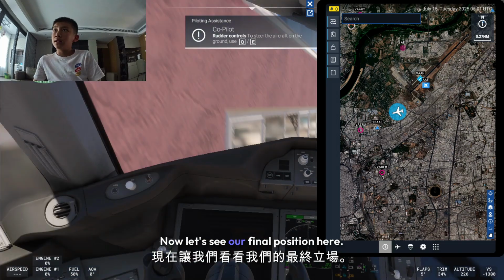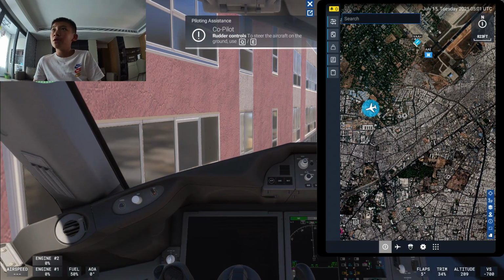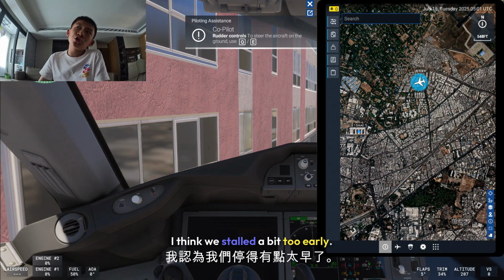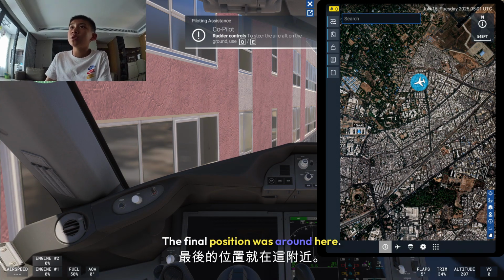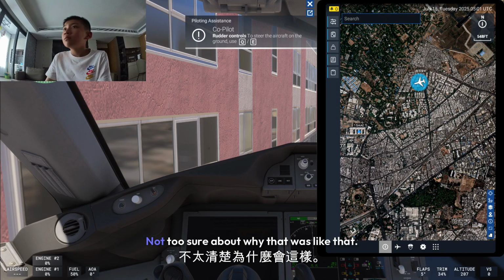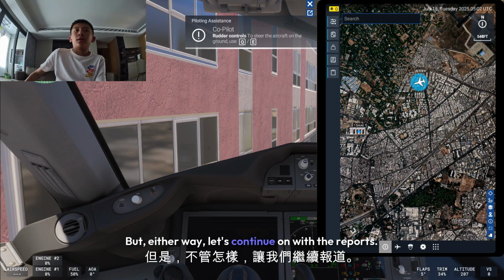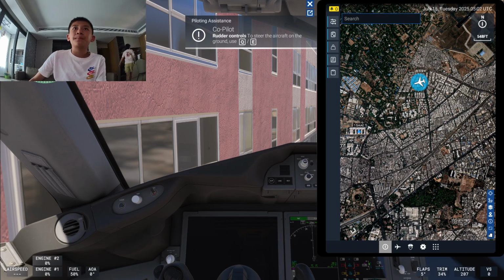Now let's see our final position here. I think we stalled a bit too early. The final position was around here. Not too sure about why that was like that. But either way, let's continue on with the reports.